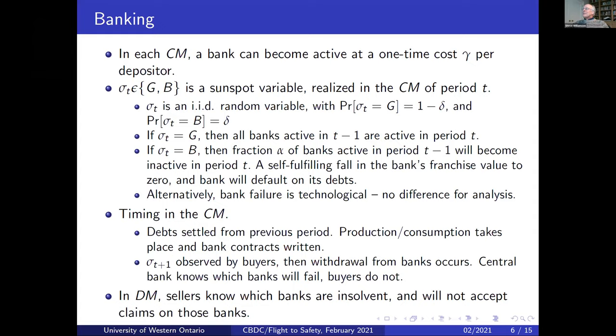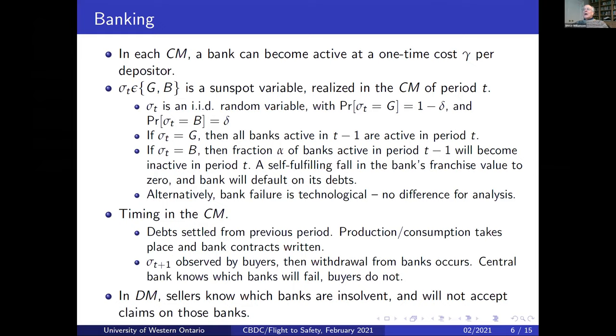So, take your pick. The sunspot interpretation has this issue to do with multiple equilibria. It's a technological thing that all works, but the question is what's the interpretation of that, or how do you map that into what we see in the world?